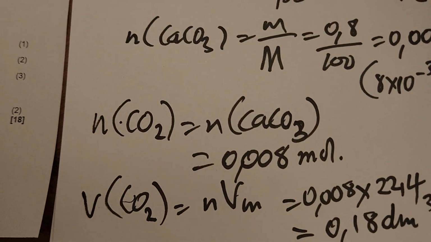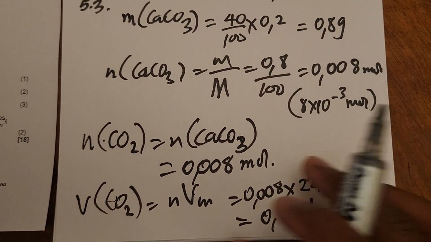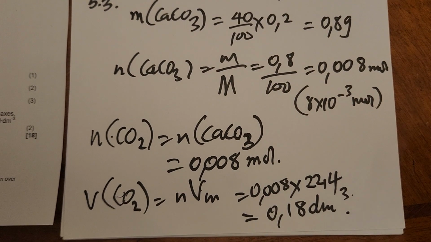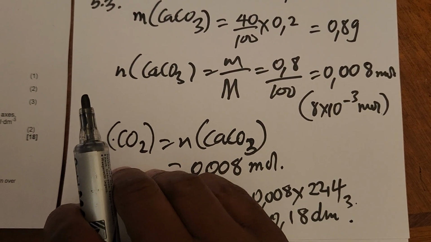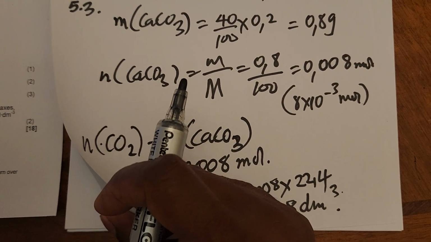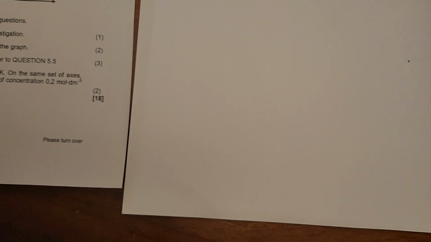Very important in this case, we are finding carbon dioxide using calcium carbonate. So be careful there. The mole ratio in the balanced equation is very vital to use there. We move to the next questions for 8 marks.